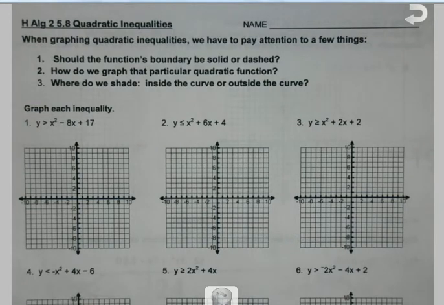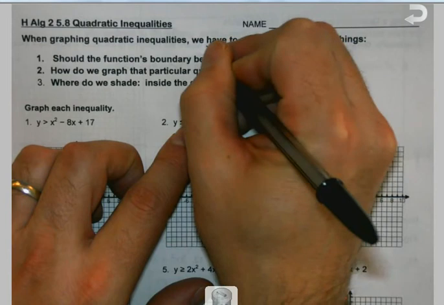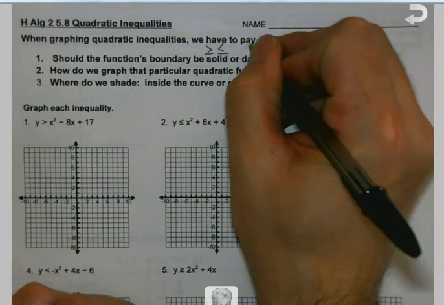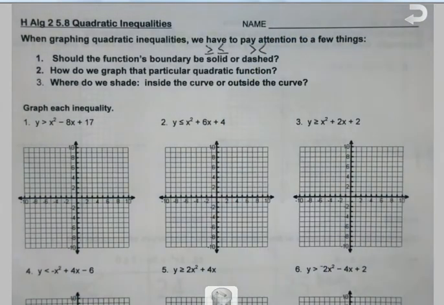So, up at the top, there's 3 questions. We're going to give ourselves a couple of notes up here to help us out and make this easier. So number 1 says, should the function's boundary be solid or dashed? And that literally means the parabola itself. If your inequality arrow is or equal to, has the line underneath, we're going to use a solid parabola. If it's just greater than or less than, no or equal to, then we're going to use a dashed line to show that portion.